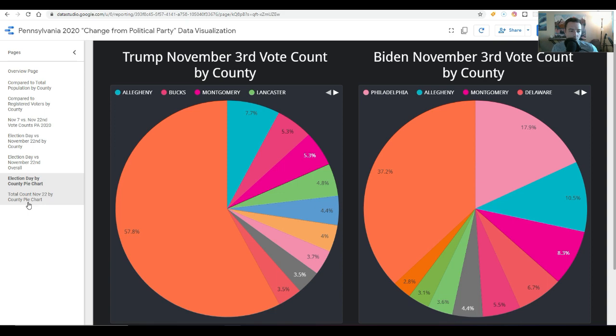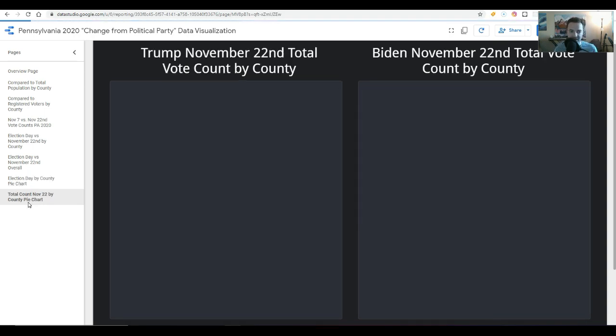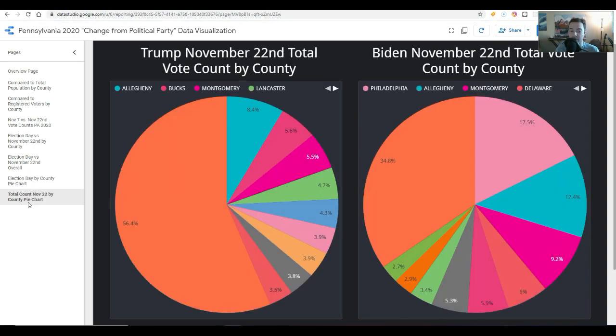If I switch over to November 22nd, do I see any difference? It's about the same. There's actually 1% split off of the 57 over here, but overall the distribution is still about the same. You can switch through these counties and see what each of them are with the little slider here. That's an interesting visualization, definitely something to look at and play around with.